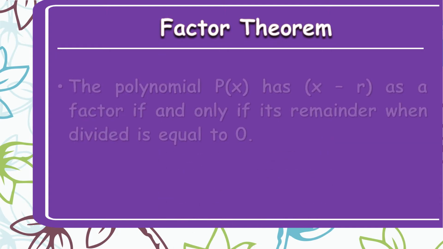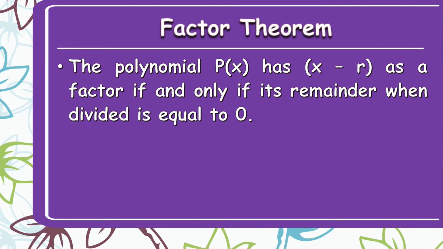So, kapag in-apply natin yung ginawa natin kanina in factor theorem, masasabi natin that the polynomial p of x has x minus r as a factor if and only if its remainder when divided is equal to 0. So, ibig sabihin yan, kapag i-divide daw natin yung ating polynomial doon sa ating divisor na x minus r at ang naging remainder niya ay equal to 0, therefore masasabi natin na factor si divisor ng ating dividend.